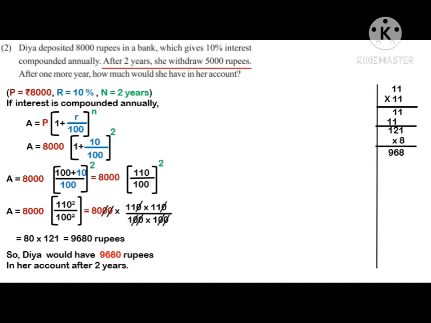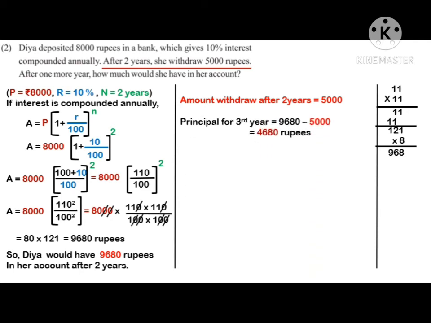See the question again. After 2 years, she withdrew 5,000 rupees. So we can write amount withdrawn after 2 years equal to 5,000 rupees. And principal for third year equal to 9,680 minus 5,000 rupees, which is equal to 4,680 rupees.